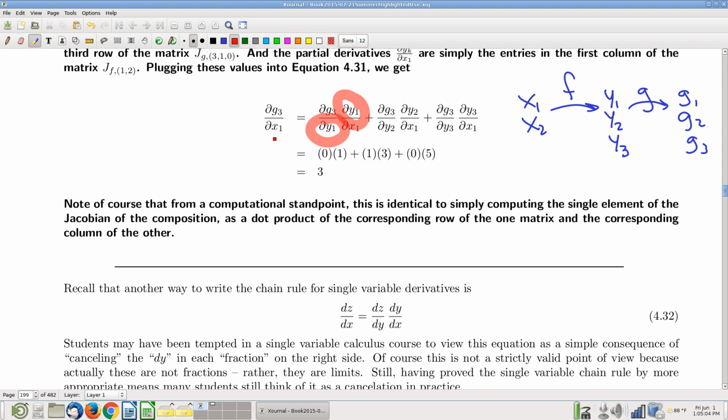Okay. Now let's look at the one that's in the denominator. That says, what if y1 changes and not y2 and y3? y2 and y3 are not allowed to change. Well, that contradicts what came from up here. So they're both considering changes in y1, but under very different conditions. So they're not the same thing.